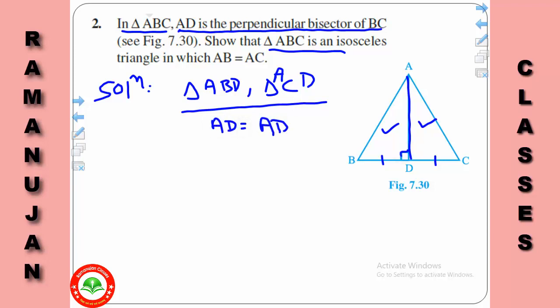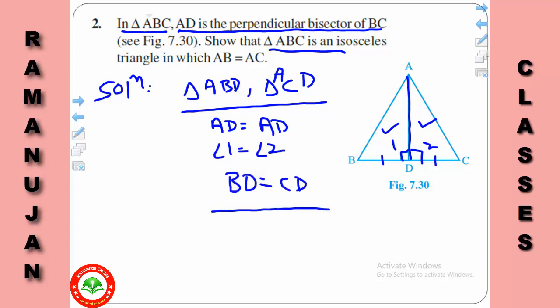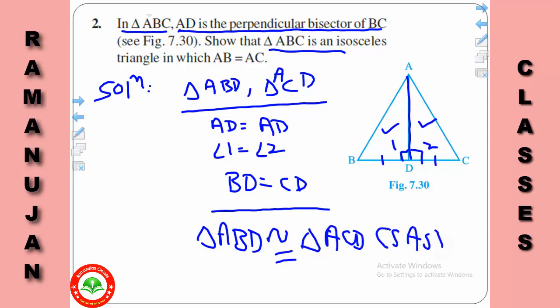We have angle 1 and angle 2 are 90 degrees, are right angles, and BD equal to CD because D is a midpoint. So side angle side rule says ABD and ACD are congruent to each other. That's why corresponding parts AB and AC must be equal.